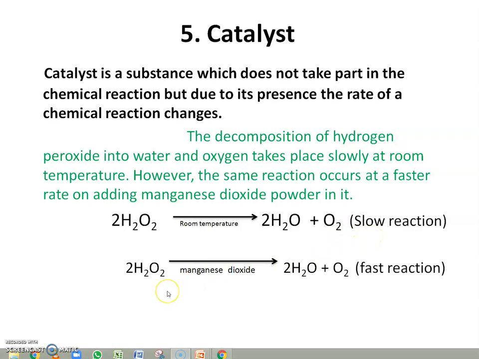But when the same reaction is carried out in the presence of manganese dioxide, here manganese dioxide acts as a catalyst, the rate of reaction increases. In other words, we can say that the reaction is the same, but only due to the presence of manganese dioxide, the rate of reaction increases. Now why does this happen? Because these catalysts increase the kinetic energy as well as activation energy of the reactant particles.